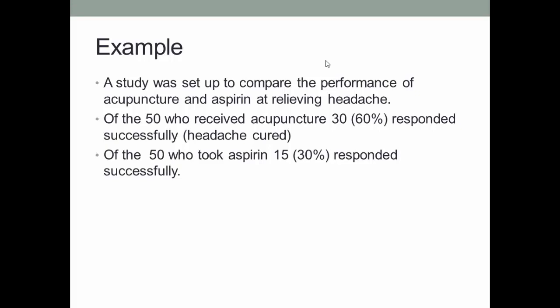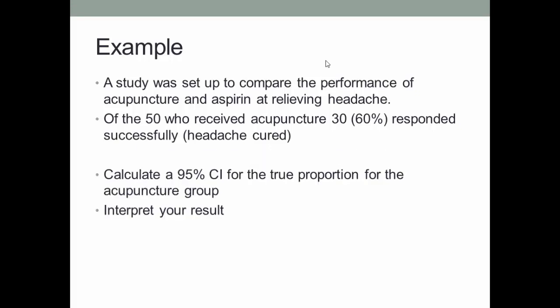There are examples again, and more examples actually in the notes. So let's say you want to compare the performance. I'm actually going to do that next session. So let's just look at a situation where you take 50 people, they receive acupuncture, and 30 of them respond successfully as a cure for a headache, which is to say for 30 out of the 50 their headache is cured. And that's based on a sample of 50 people. What you want to know is, for people on acupuncture, what proportion of them will be cured in the population. So you'd like to calculate a 95% confidence interval for the true proportion, and then having done that, we'd like to interpret our results.